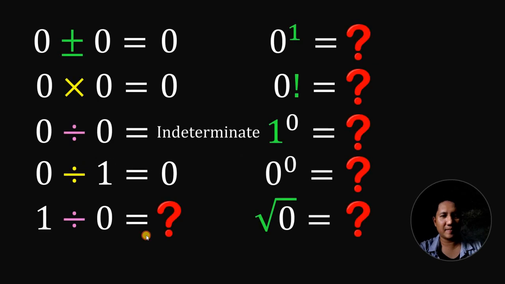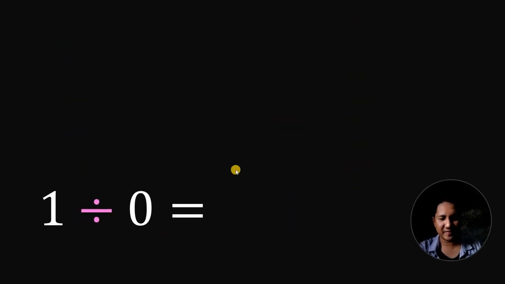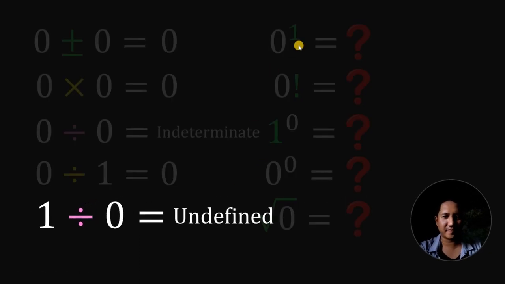How about the fifth question? How about 1 divided by 0? Now 1 divided by 0, take note that our answer to this question is not 1 and also not 0. And our answer to this question, if we divide something by 0, then our answer must be undefined. So 2 divided by 0 is still undefined, 3 divided by 0 is still undefined, but 0 divided by 0, our answer is indeterminate. So now let's move on.